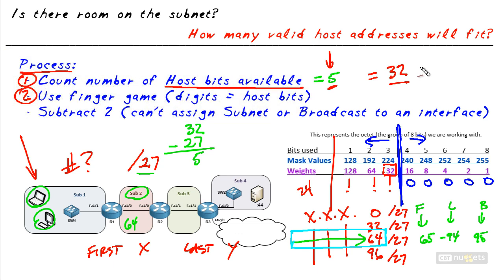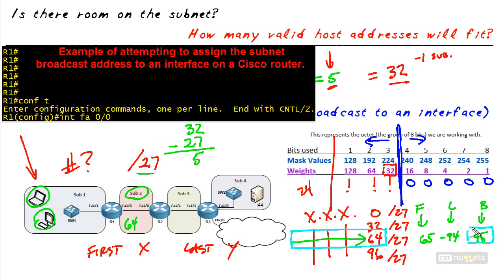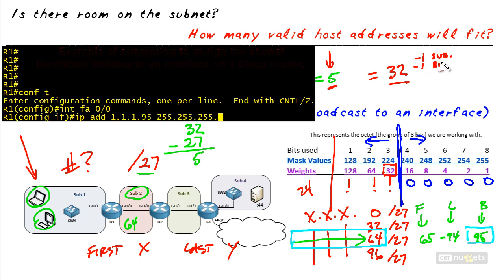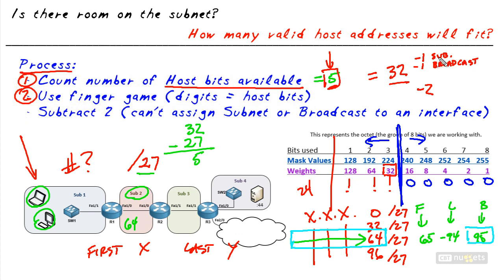So what that means is we have 32 minus 1 for the subnet, which we cannot assign to an individual interface. And the other one that we cannot assign to an interface is the broadcast address for that same subnet. So we're also going to do minus 1 based on the broadcast address. And for that reason, when we calculate the number of hosts available on a subnet, we're going to play the finger game, but when we get our result, we're going to go ahead and subtract 2. And that's because we cannot use the subnet itself, that subnet address, nor the broadcast as a valid IP address on an interface.